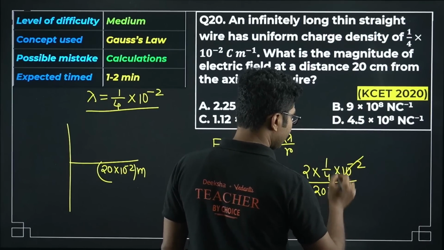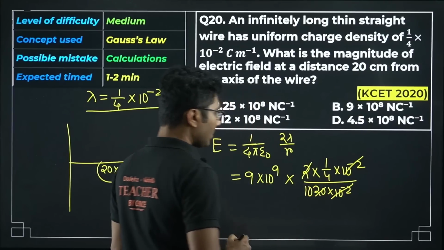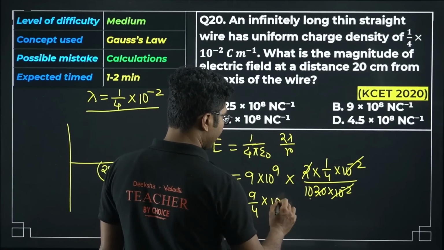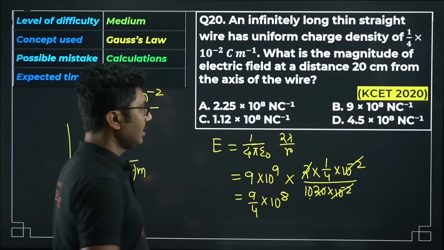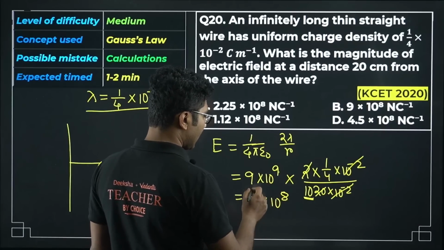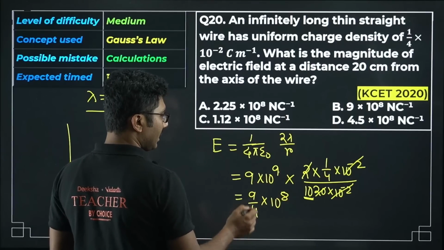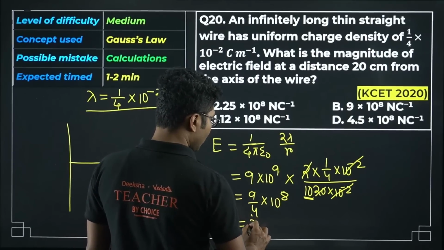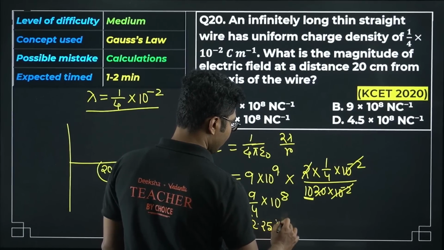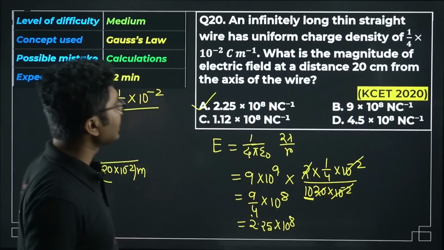So this 10 to the power minus 2 and this 10 to the power minus 2 cancel. You can cancel one of the zeros as well, so you get 9 by 4 into 10 to the power of 8. Now this 1 by 4 is only left, everything else is cancelled, right? So 9 by 4 means 2 4s are 8, there will be 1, so 2.25 into 10 to the power of 8. So 2.25 into 10 to the power of 8 Newton per Coulomb is the answer for this question.